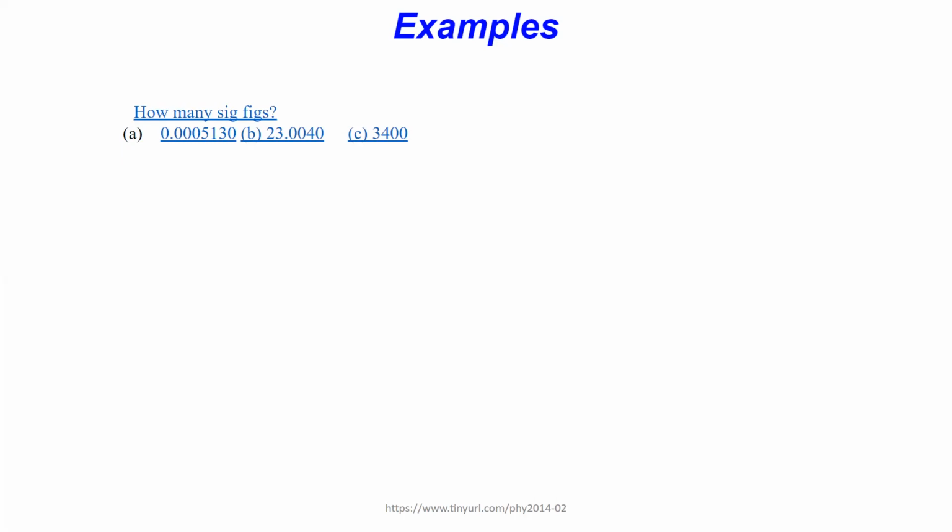Now, for whoever is measuring it, that person should know how many significant figures there are. So whenever you are reporting, if there are zeros at the end, you want to write in significant numbers.